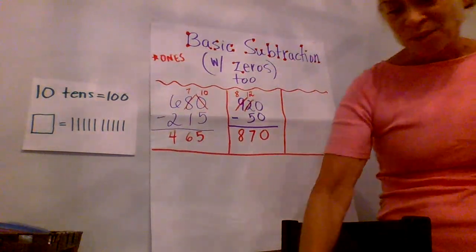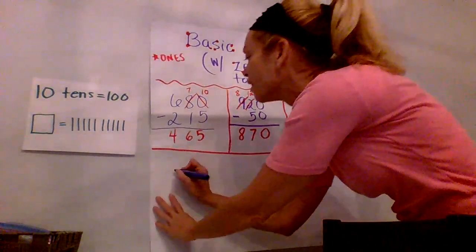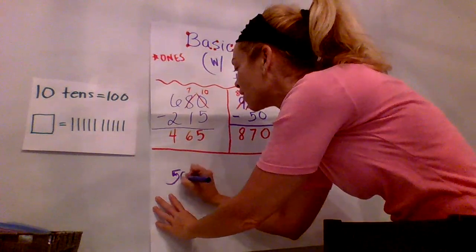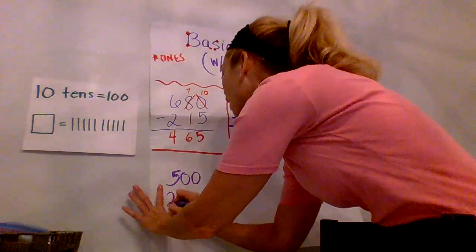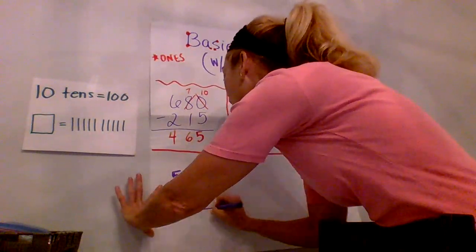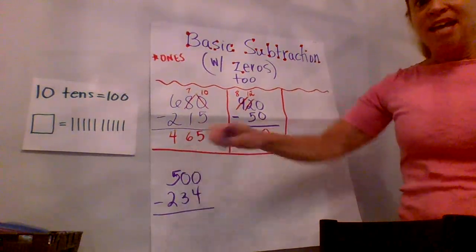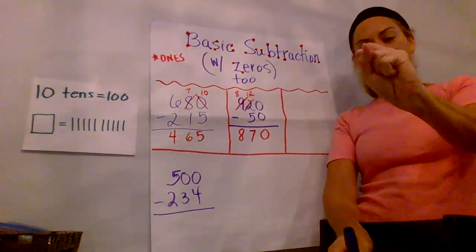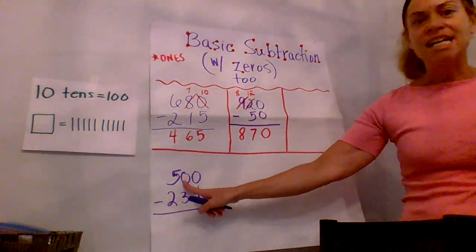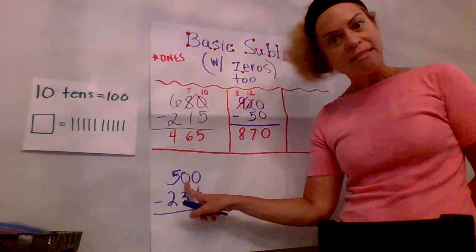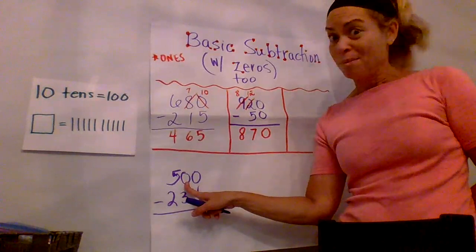Okay. Let's practice one of these. We've got, okay, let's do 500 minus 234. We begin in the ones place. If I have 0, can I take away 4? No. Go next door and take a 10. Oh my goodness, my neighbor in the 10 spot has nothing to lend me. Watch what I'm going to do.